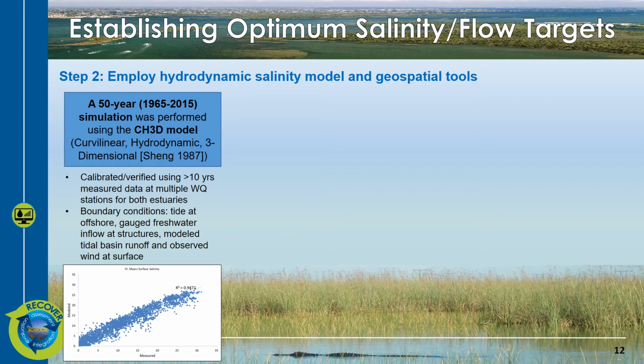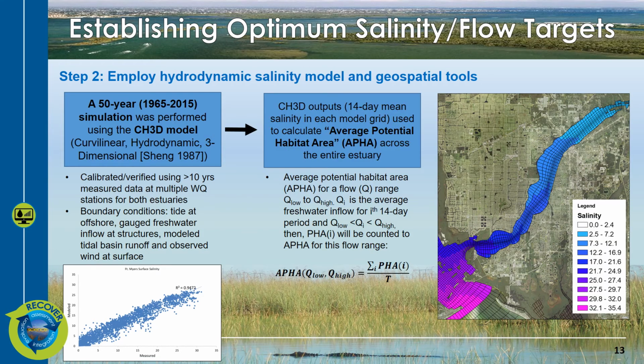Step 2 included employing a hydrodynamic salinity model to update the established flow salinity relationships I discussed earlier. The curvilinear hydrodynamic three-dimensional model, or CH3D, is based on more than 10 years of measured inflow and observed salinities from multiple water quality stations in both estuaries. The correlation between observed and modeled salinity, which includes boundary conditions of tide, gauged inflow at the structures, modeled tidal basin runoff, and observed wind at the water surface, has an R-squared of greater than 0.9 for both estuaries.